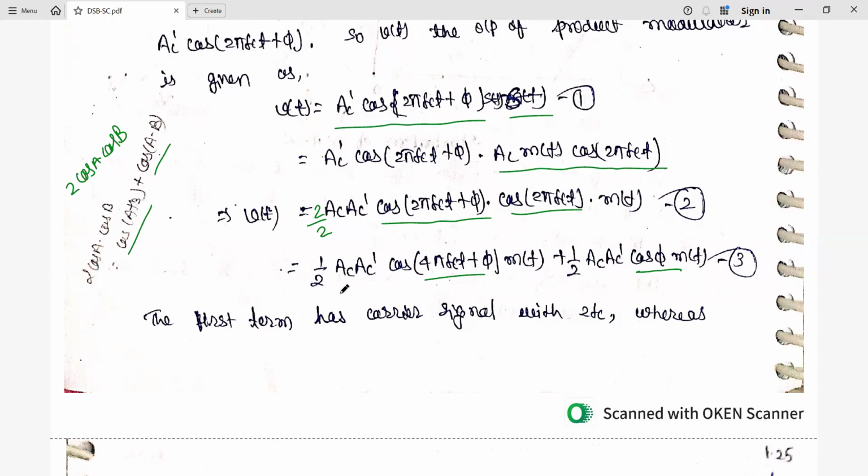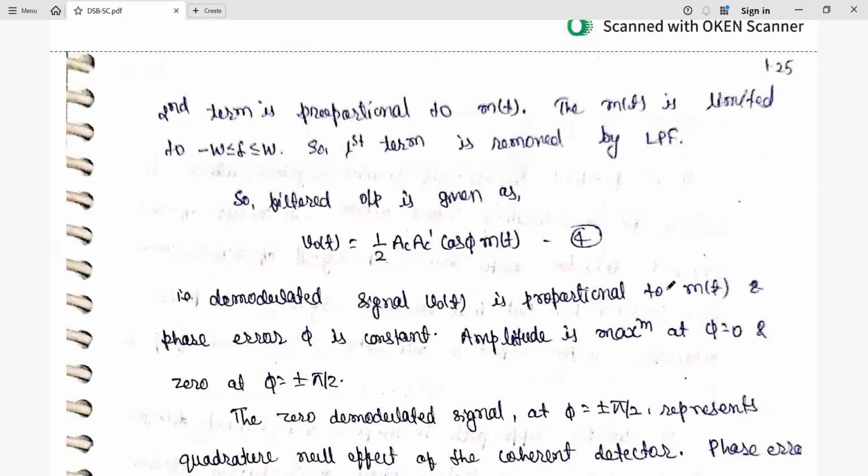Now if you see the two terms, the first term has high frequency components and the second term has low frequency components. And here we only have attenuation by the factor cos phi. So we prefer the second component, half A_c' cos phi m of t. The first term is the carrier signal with 2 f_c, so that is a high frequency component. That's why we apply the filter, so that after the filter only the second term is passed and the first term is stopped. So the filter output v of t will be half A_c' cos phi m of t.